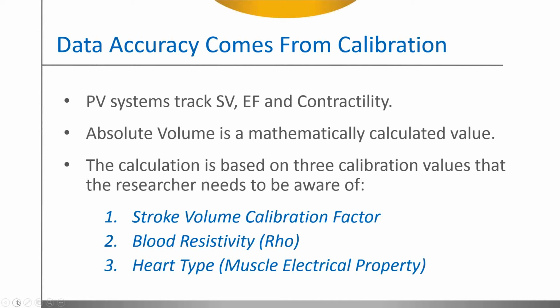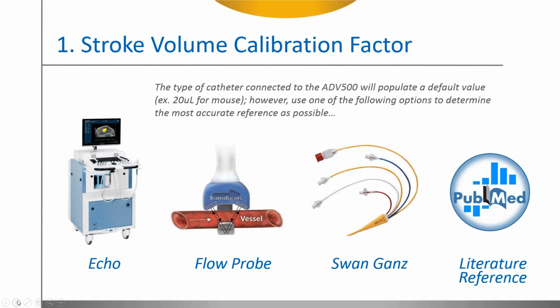So in order to calibrate your admittance signal, you require 3 calibration factors: a stroke volume calibration factor, a blood resistivity calibration factor, and a muscle electrical properties factor. The stroke volume calibration factor maps the measured blood magnitude to a known cardiac stroke volume. Now, the most common ways to obtain this information are illustrated on this slide.